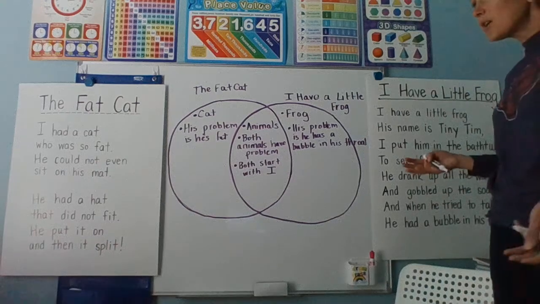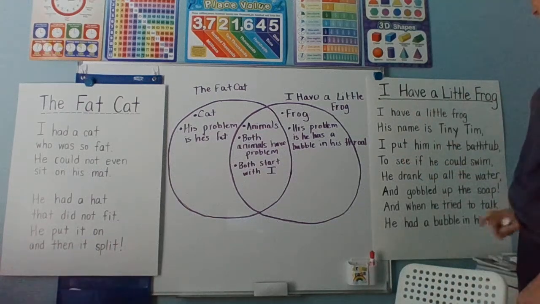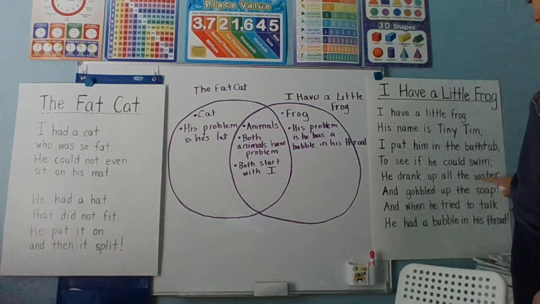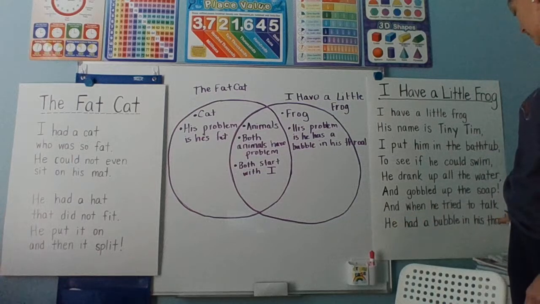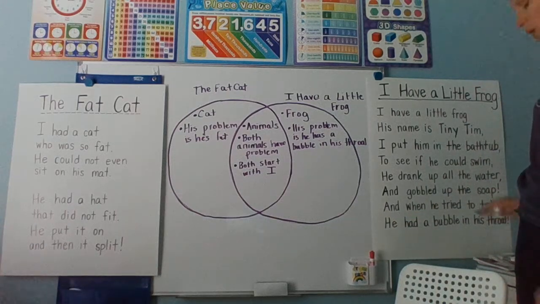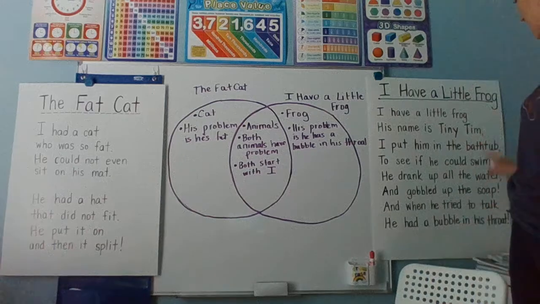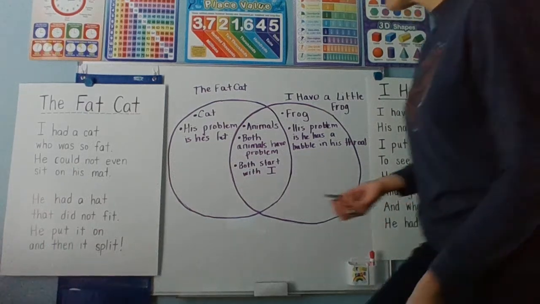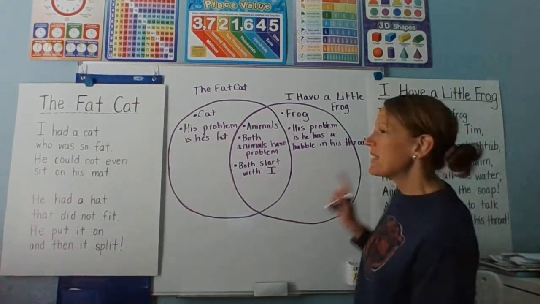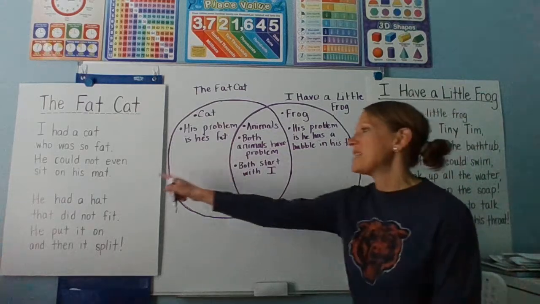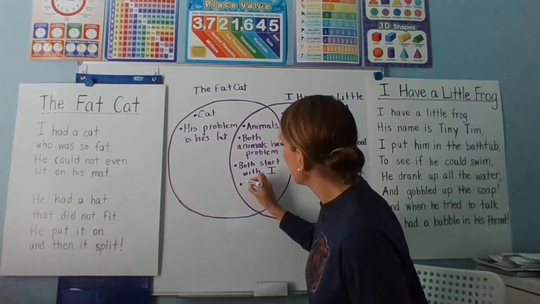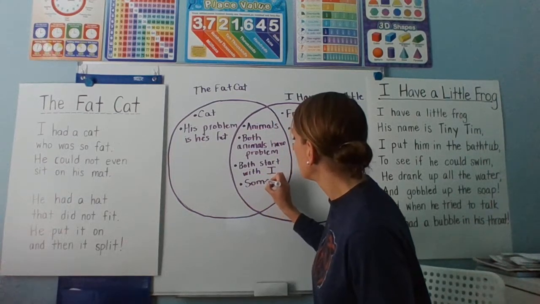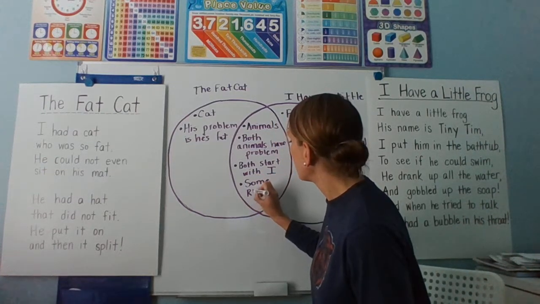So there's a little rhyming, but maybe not quite as much, because when it says he drank up all the water and gobbled up the soap, and when he tried to talk, he had a bubble in his throat, soap and throat maybe don't rhyme as well, but Tim and swim does. So they both have some rhyming, but this one doesn't quite rhyme as much as this one does. So we're going to put some rhyming.